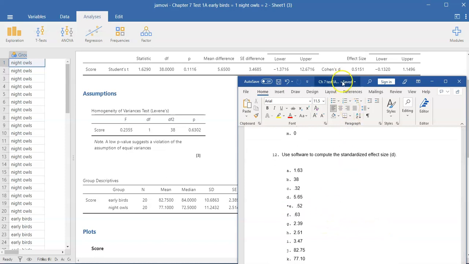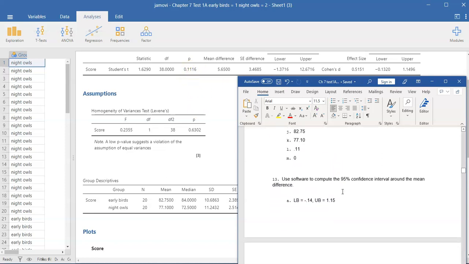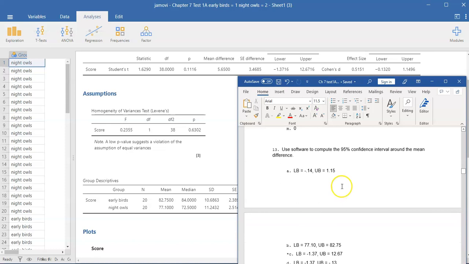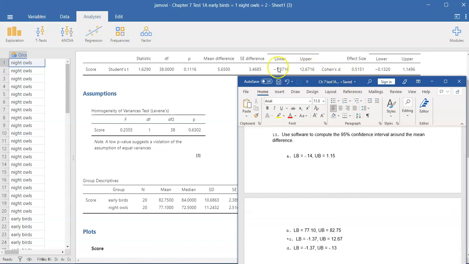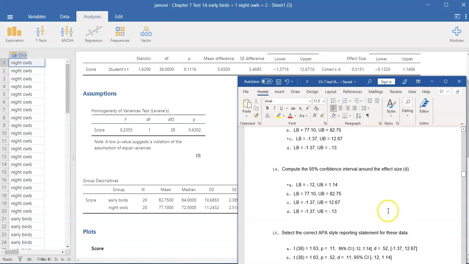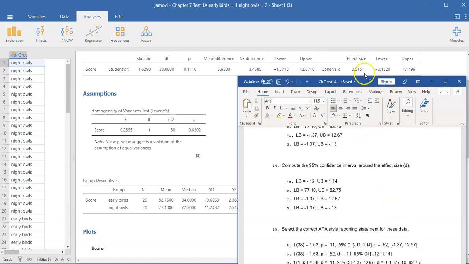Then you want to find the d. Cohen's d is right here. It's a 0.5. That looks like a medium-sized effect. I should have mentioned that the p is not very compelling. It's weak evidence against the null. Now we want to find the confidence interval around the mean difference. Well, here is the mean difference, and here's the confidence interval around it. So those are your two values. Confidence interval around d, here's your d, and here's the confidence interval around d. Oops, 95% confidence interval, lower bound, upper bound.